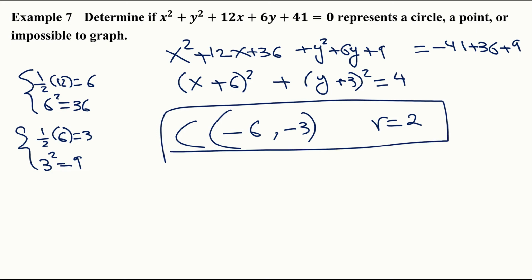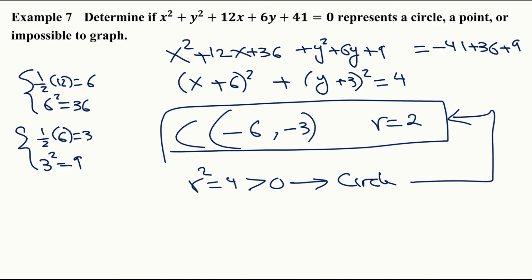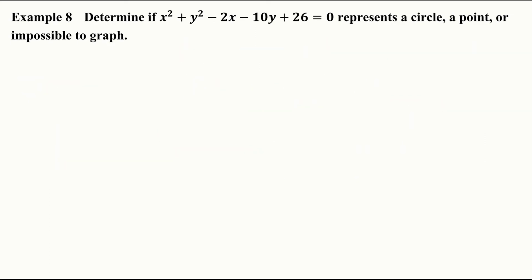So notice that r squared, which is 4, is greater than 0. So we knew we're going to have a circle. And in fact, we specifically defined it here. It's going to be a circle of radius 2, centered at negative 6, negative 3. Why don't you try this one on your own first before you come and check your answer.